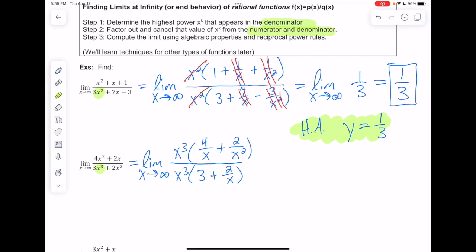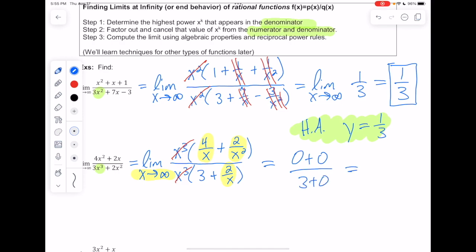All the pieces that have a constant in the numerator and an x in the denominator, those three pieces are all going to go to 0 as x goes to infinity. And then these x cubes are going to cancel out. So what's left? When you evaluate the limit, you get in the numerator 0 plus 0, in the denominator 3 plus 0. Overall, that's 0 over 3, or just 0. So this graph has a horizontal asymptote of y equals 0.